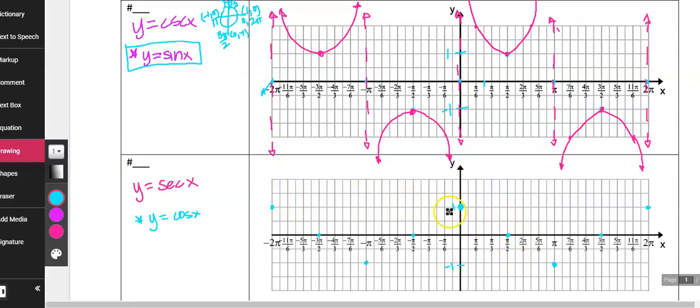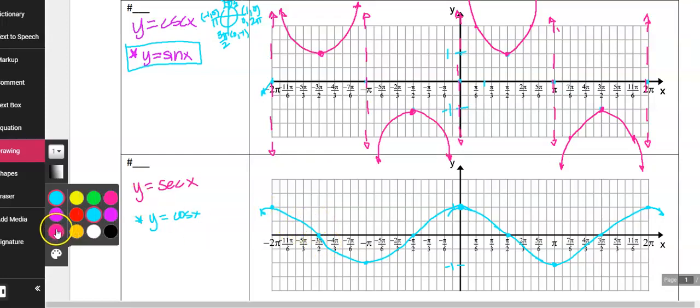All right, let's backtrack that. All right, so let's sketch our graph. This will be our guide graph. All right, so here's our guide graph. All right, so where cosine hits the x-axis, where the y value is 0, the reciprocal of 0 is undefined, so we'll draw our vertical asymptotes in.